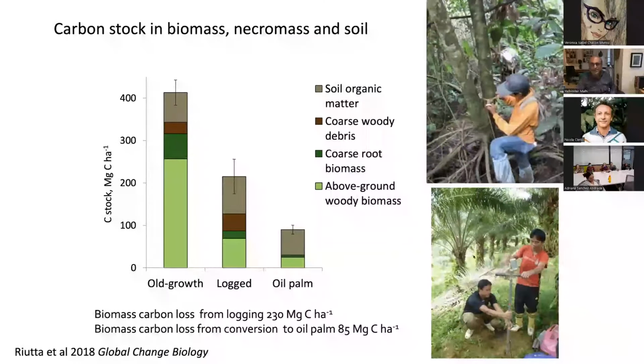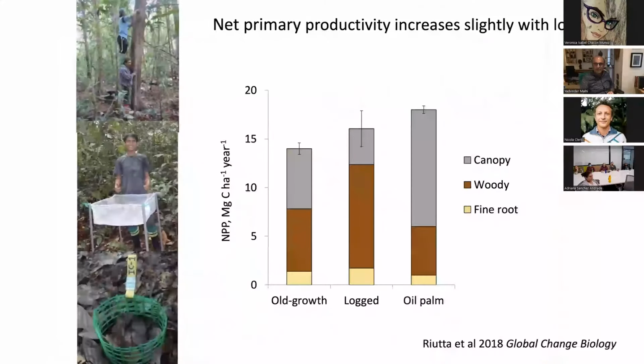And in terms of biomass, we see that as well in terms of carbon stocks. The logged forests have about half the carbon stocks of the old growth forest, and then the oil palm plantations have even less. And that's including the soil. If you don't include the soil, it's a much greater reduction. So undoubtedly, there's quite a lot of loss of carbon associated with this logging.